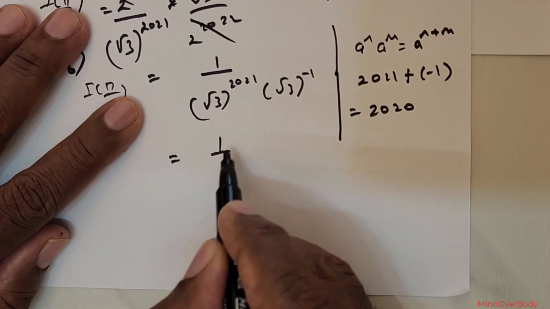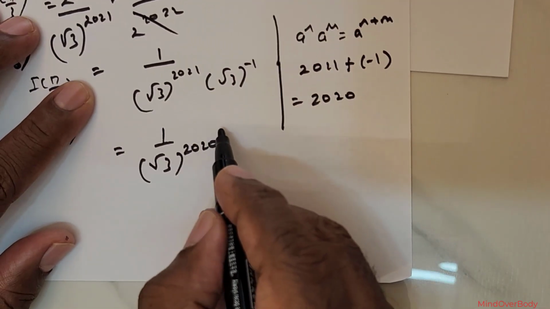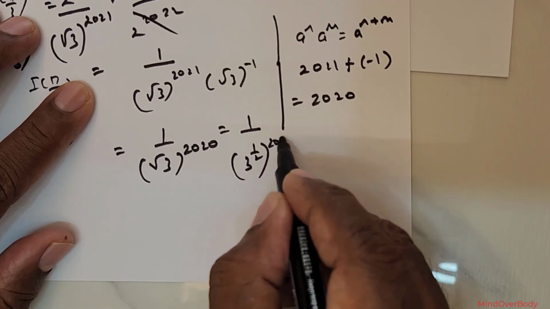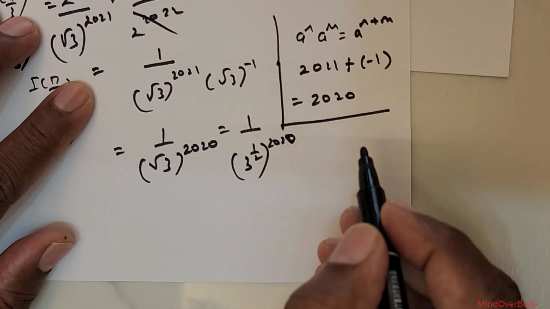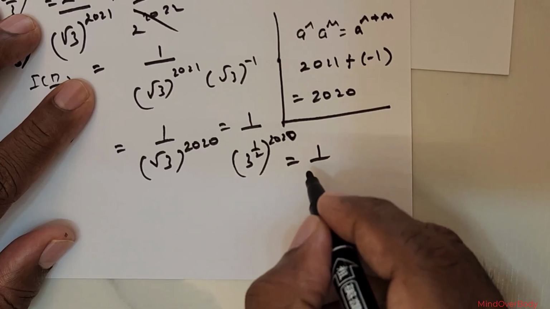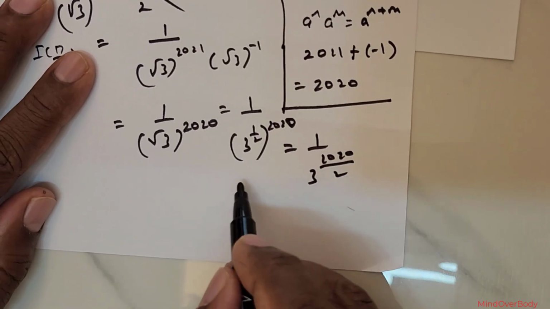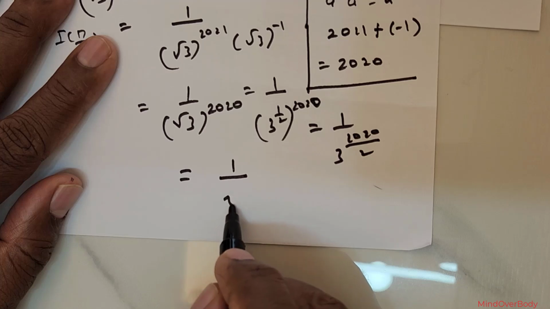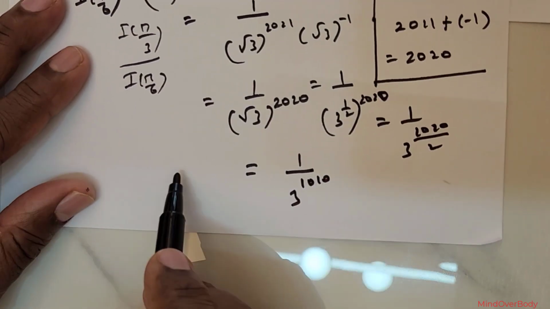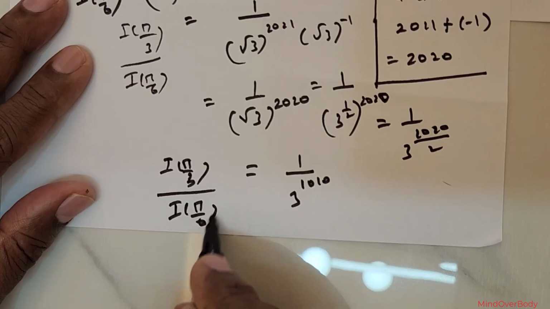So this is going to be 1 over root of 3 raised to the power of 2020. Again I can rewrite this as 1 over 3 raised to the power of 1 over 2, raised to the power of 2020. So which in turn is going to be 1 over 3 raised to the power of 2020 divided by 2, which in turn is equal to 1 over 3 raised to the power of 1010, which is equal to I of pi over 3 divided by I of pi over 6.